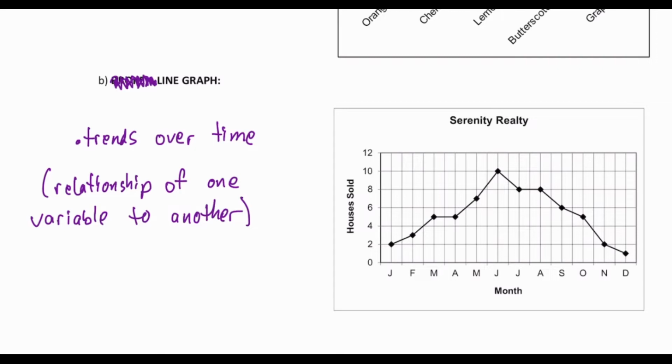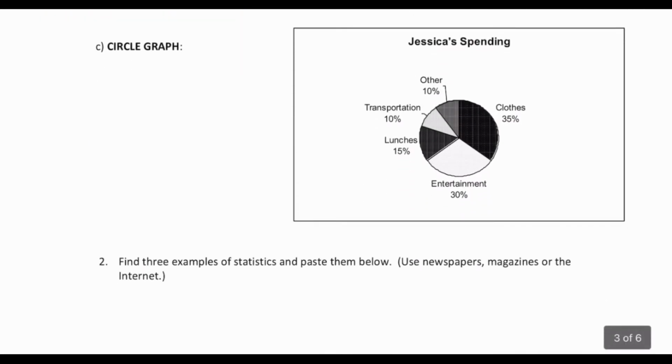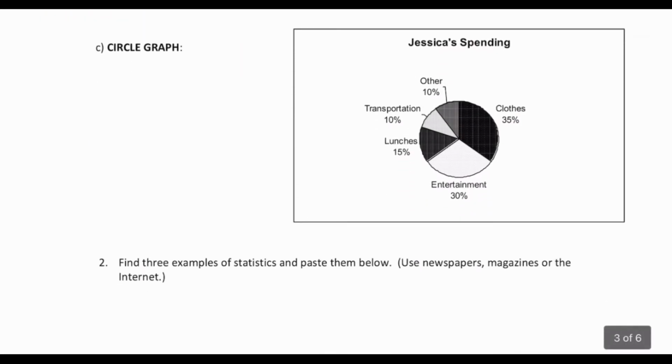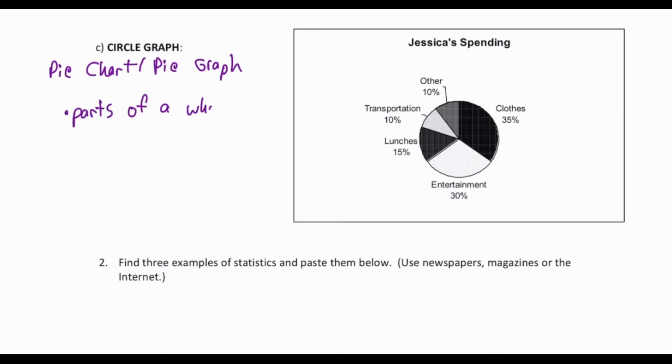And our final type of graph that we're going to look at for today is the circle graph, or I usually don't call it that. I usually call it a pie chart or a pie graph. And these are used to represent parts of a whole. When we talk about budgeting later, we'll talk about this briefly as well. So that's basically what's happening here.